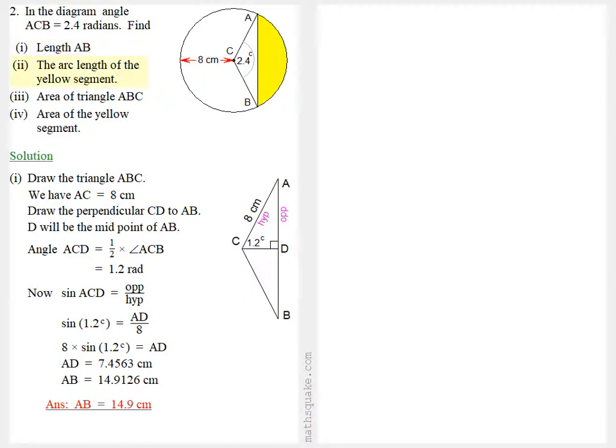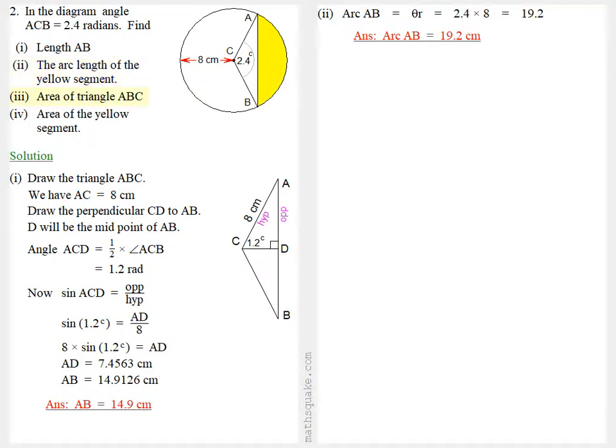Now in part 2, we're asked to find the arc length of the yellow segment. Now the arc length AB is equal to theta r, or the angle times the radius, which is 2.4 times 8, which is equal to 19.2. So the arc length AB is 19.2 centimetres.